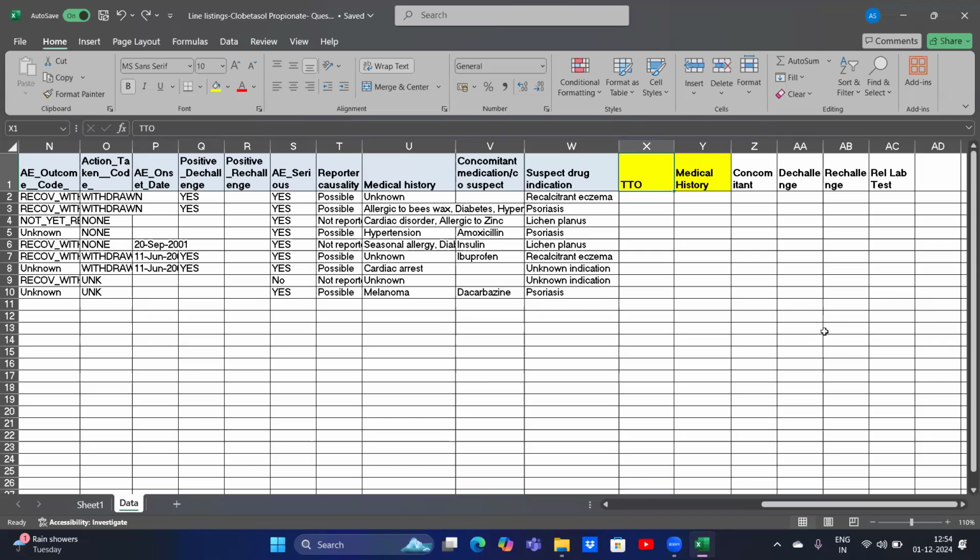Sir, signal confirmation is done by the MAH, or does some authority like the EMA do the final confirmation for the signal?